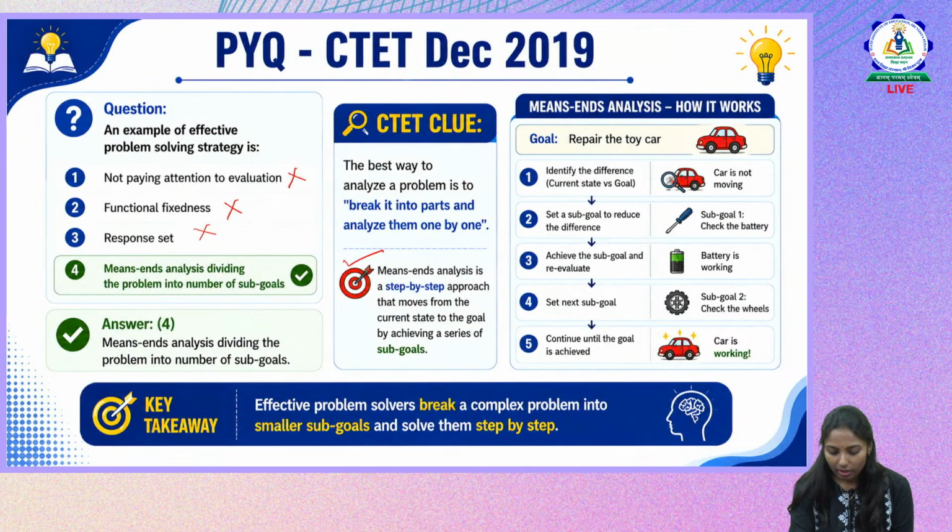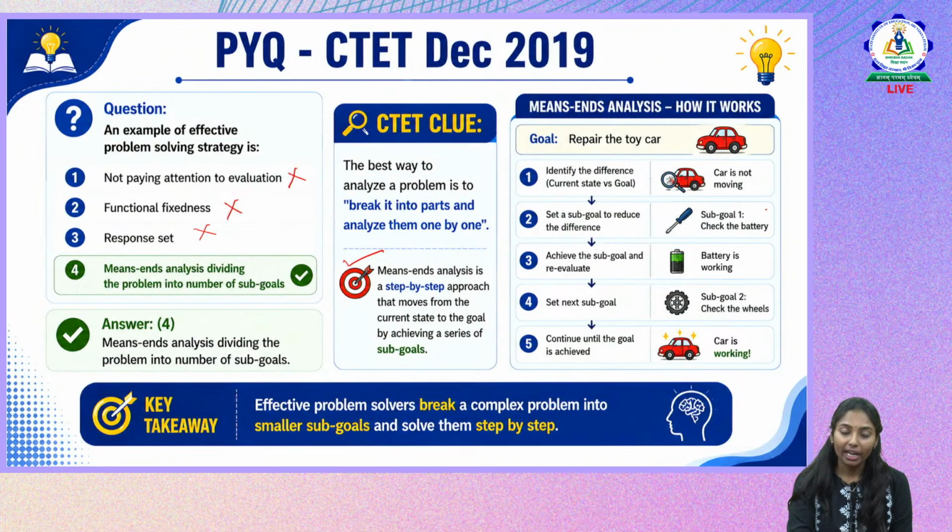And so here we have an example also. If you have a goal of repairing a toy car, first you identify why the car is not moving. Then you check the battery. Then you go by checking battery काम कर रहा है कि नहीं. Then you check the wheels. If there's something stuck in the wheels, then you know there's something there. You'll solve the problem and you'll do it. So यहाँ पे means is nothing but the car is not moving. That is your current position, right?